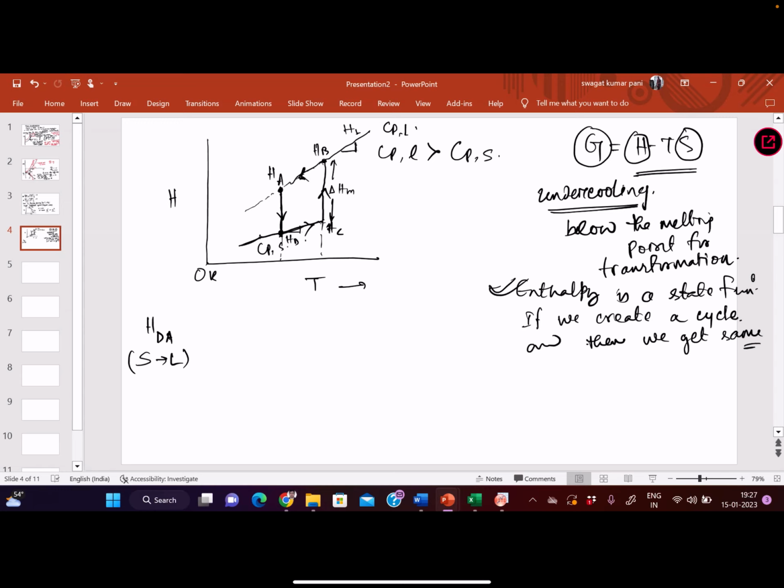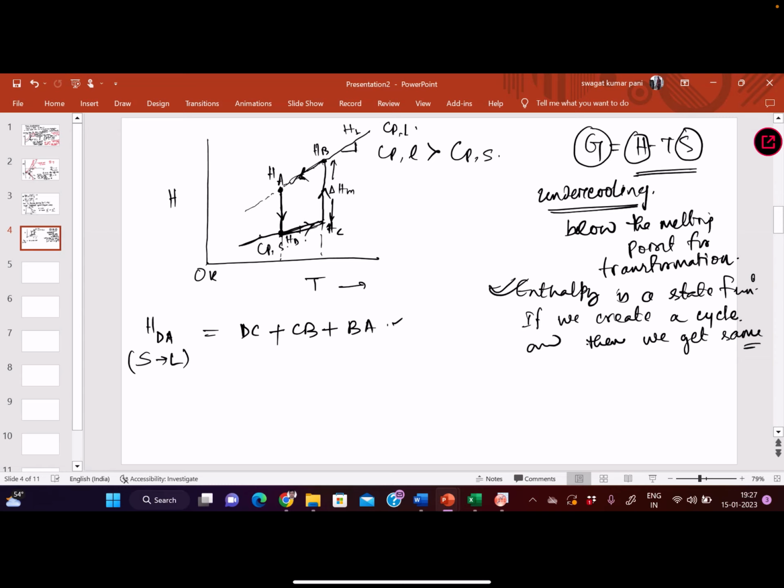In GATE usually they ask this kind of questions, like some undercooling is given and at that temperature you have to calculate the enthalpy or entropy or free energy. So how will you go? First D to C here, this path, then plus C to B plus B to A. So cycle is complete. We'll start from here, solid, and then go and we reach liquid.